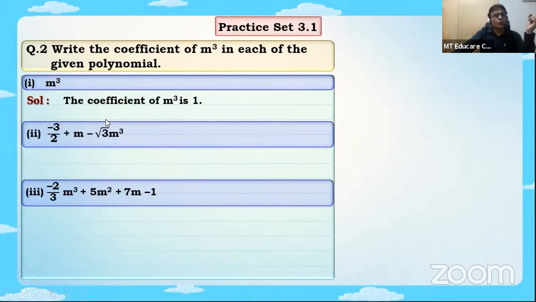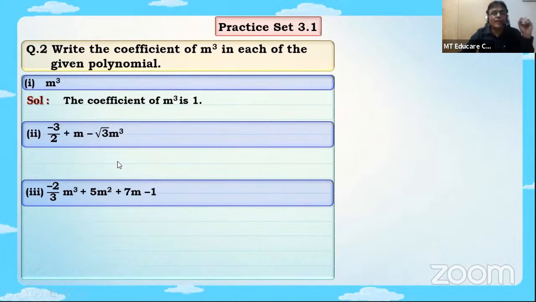Sir, can we write 0? You cannot write 0. If I write 0 m cube, 0 into anything is 0. फिर हमारा m cube चला जाएगा. But if I write 1 m cube, it remains m cube only. 1 लिखो नहीं लिखो. But if I write 1, मुझे coefficient दिखाई देगा. Got it? Now look at the next term.